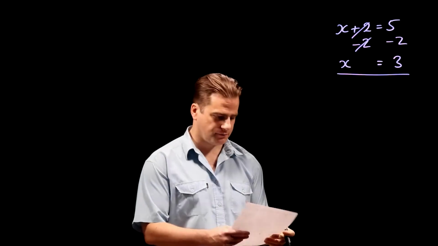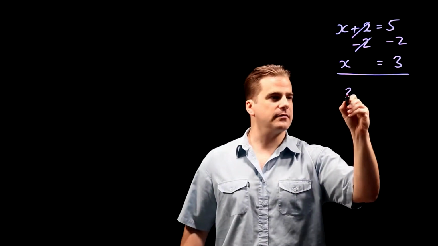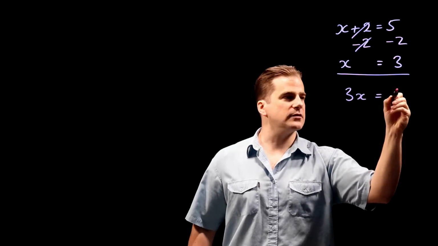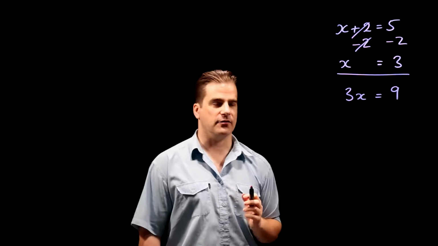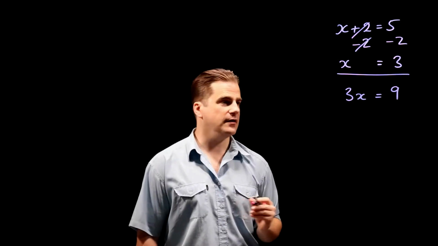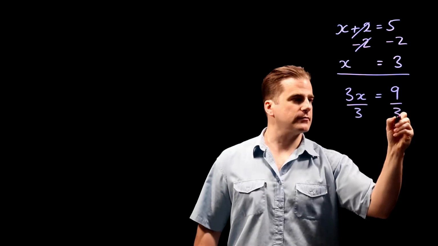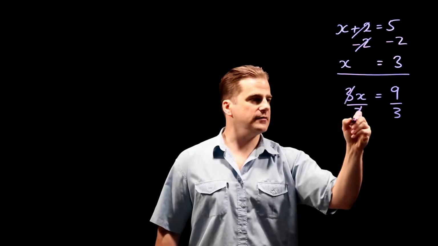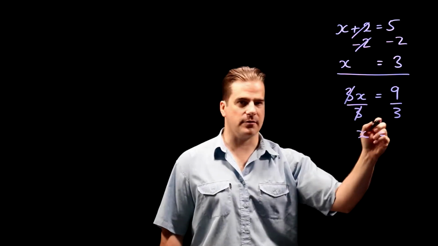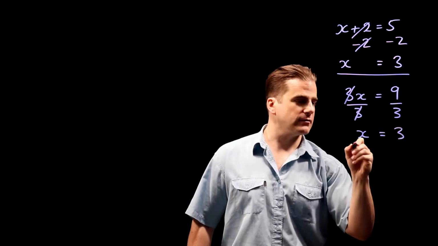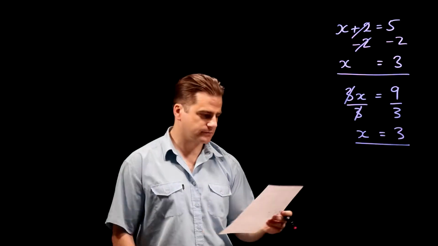Let's do another one. Let's do 3x equals 9. Okay, so we've got to get the x by itself. It's currently multiplied by 3, so let's divide both sides by 3. 3's cancel, and we get x equals 9 divided by 3 is 3. We've done it.